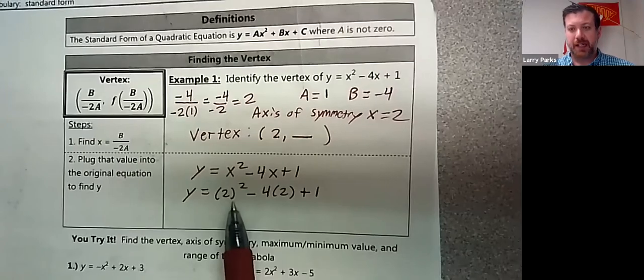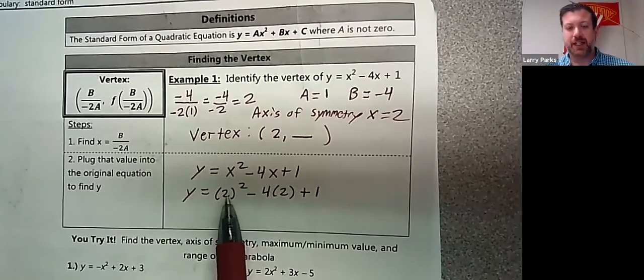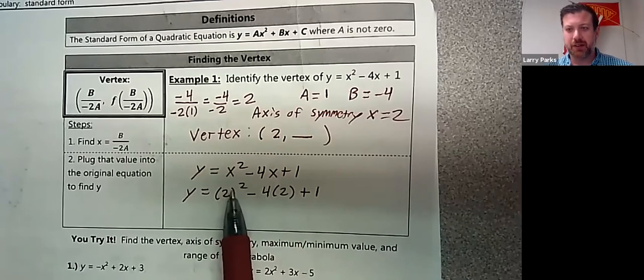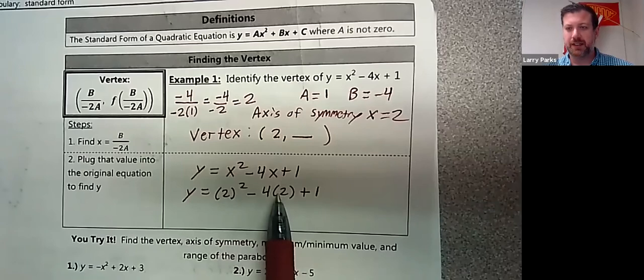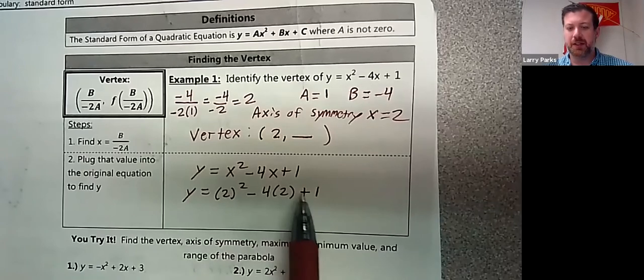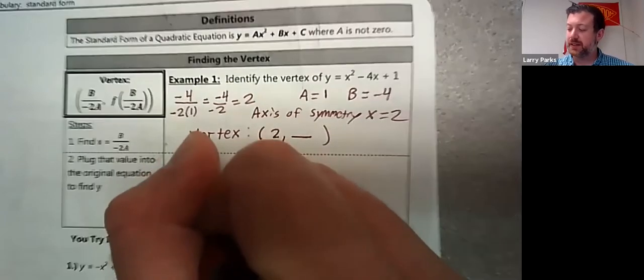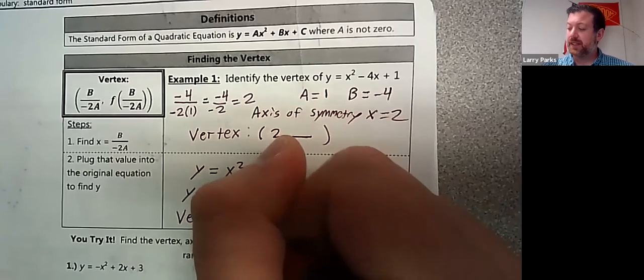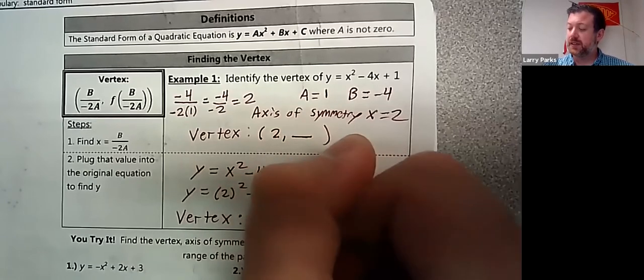And then I do the math, or I just type this into my scientific calculator. 2 squared is 4. And then remember, you always multiply before you subtract. So you got 4 minus 8, that is -4, and -4 plus 1 is -3. So I found my vertex is 2, -3.